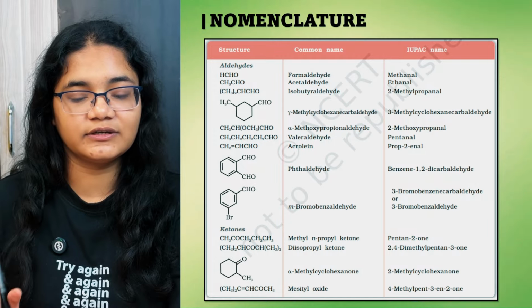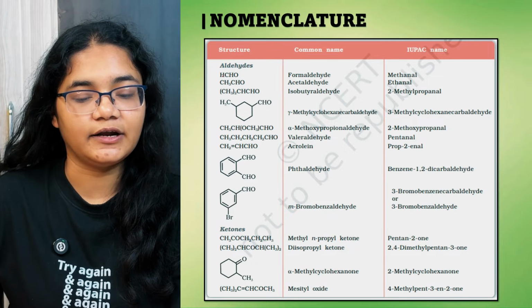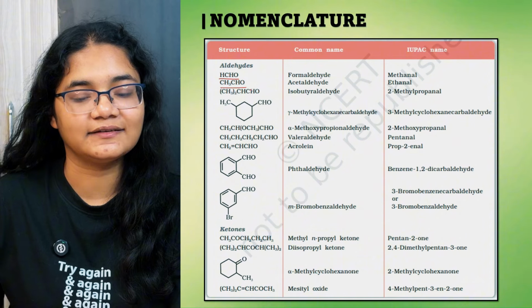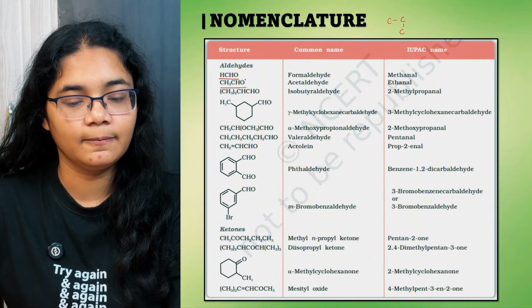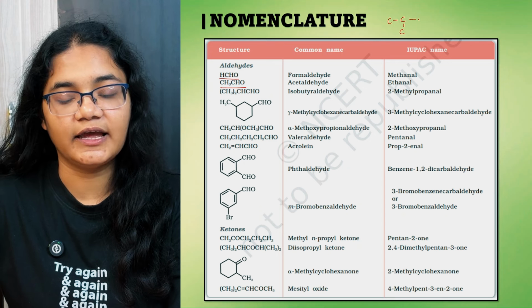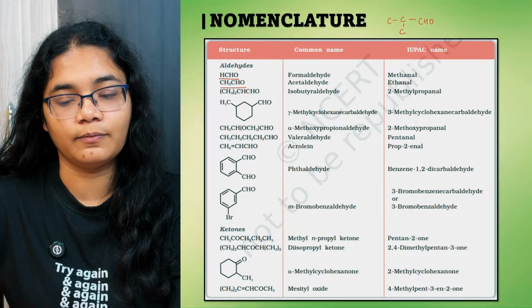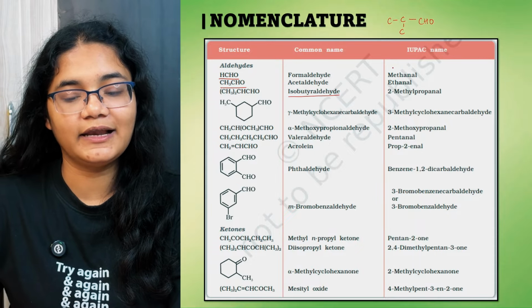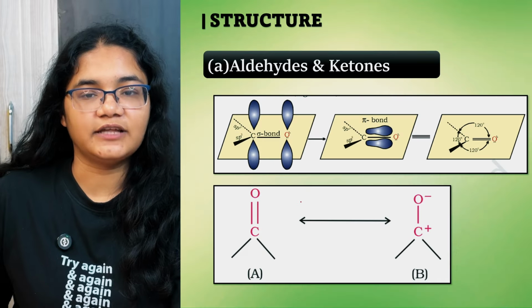Now we are mostly focusing here on the common names, because the other names you can easily write down. So this is formaldehyde, this is acetaldehyde. Here you can see that I have carbon like this, CH3, C and then CHO. Okay, so this is isopropyl, you have isobutyl aldehyde, sorry, you have isobutyl aldehyde. So these are the common names that you should prepare.